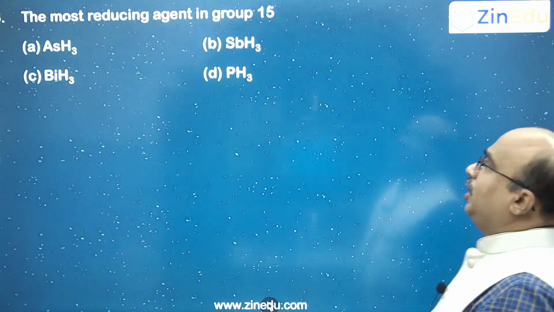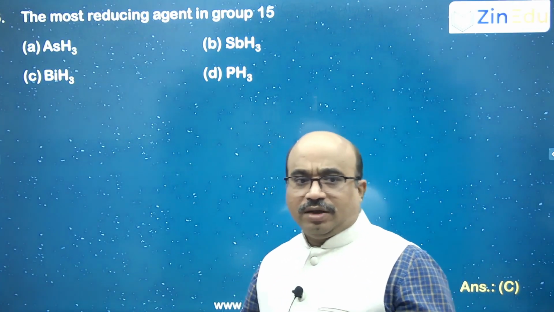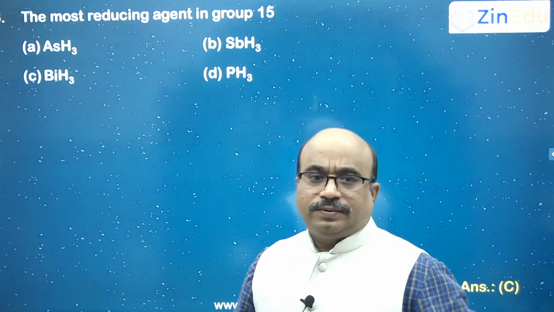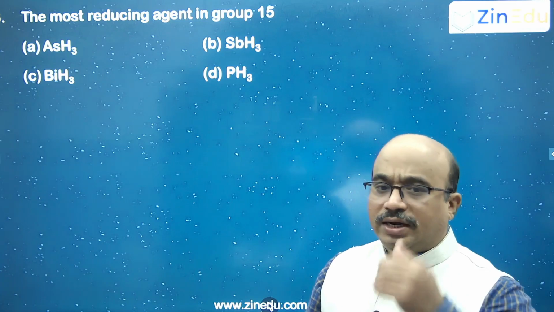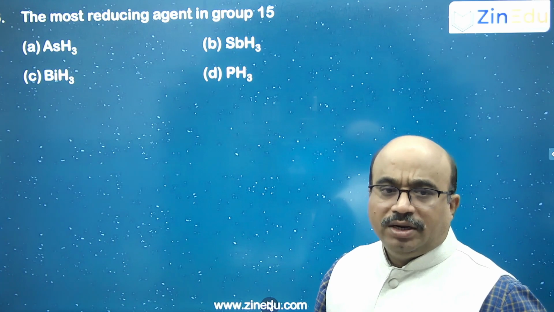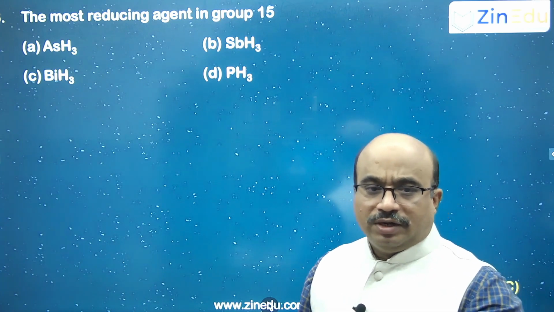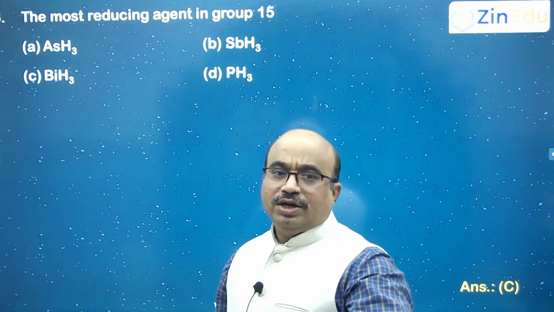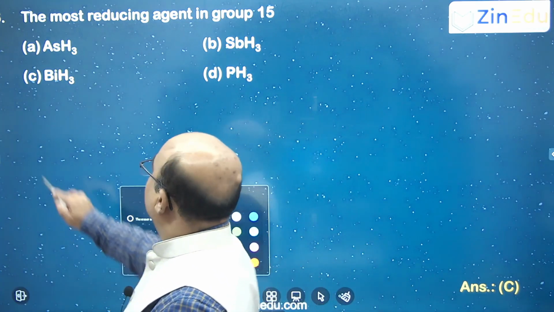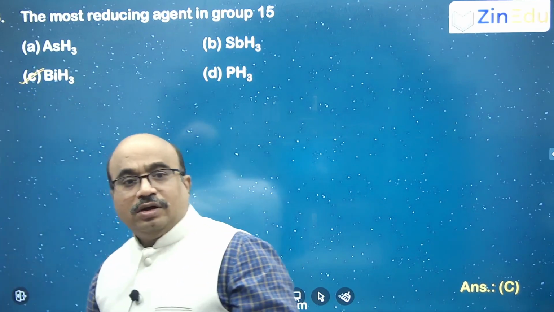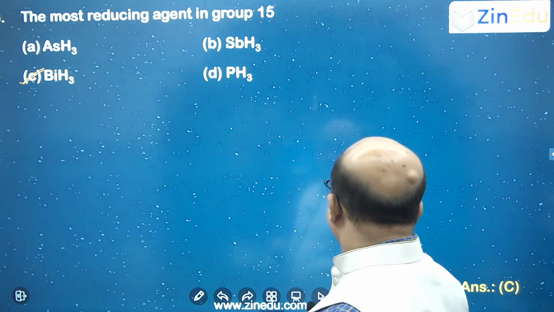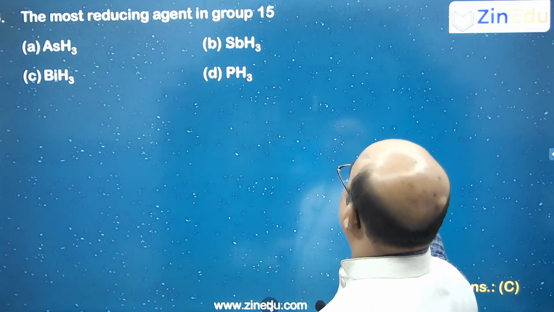Which is the strongest reducing agent among the group 15 hydrides? PH3 and all this. As you move down in the hydrides, the reducing power will increase because the element's bond with hydrogen strength will be decreasing. Therefore, the reducing power will increase. So it's the last hydride, that is the bismuth hydride, which is the strongest reducing agent among all these. Let us see the next.